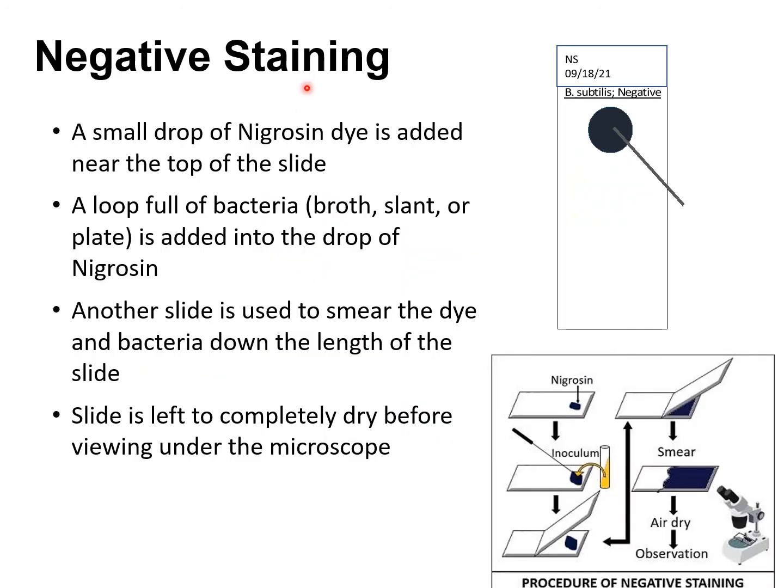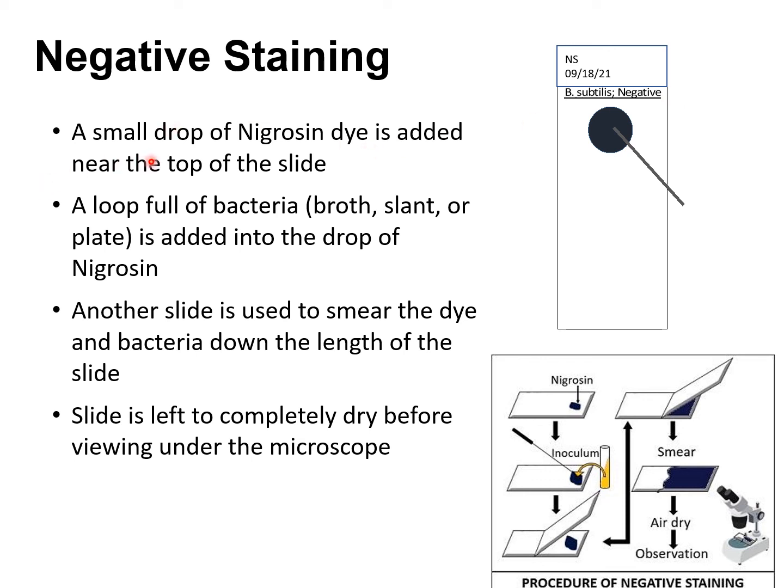Another type of simple stain that we're going to discuss is a negative stain. Same steps though: you have to grab a slide, wash it with water and soap, dry it, and after drying it, put down your initials, and the date. Now if you know what type of bacteria you're looking at, go ahead and write down its name, and make sure that you also put down what type of stain you are performing, since this is a negative stain.